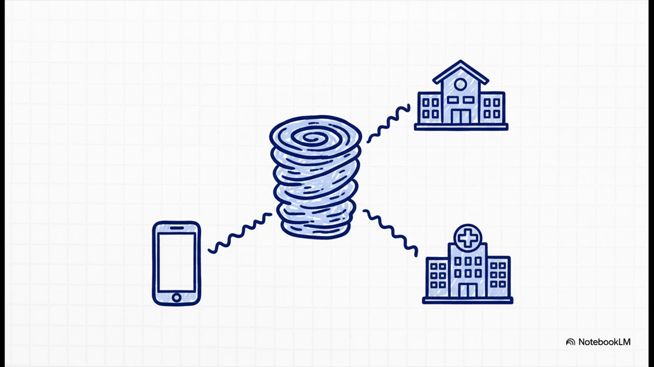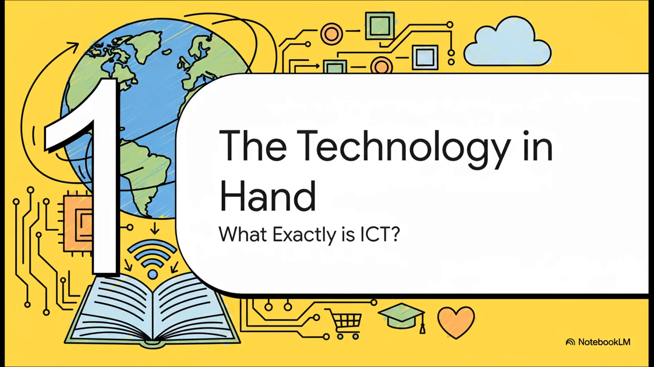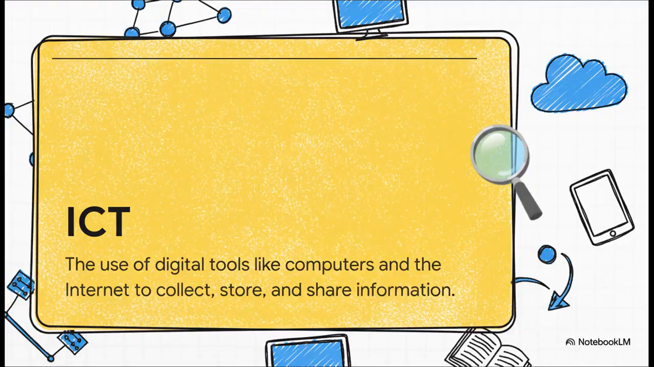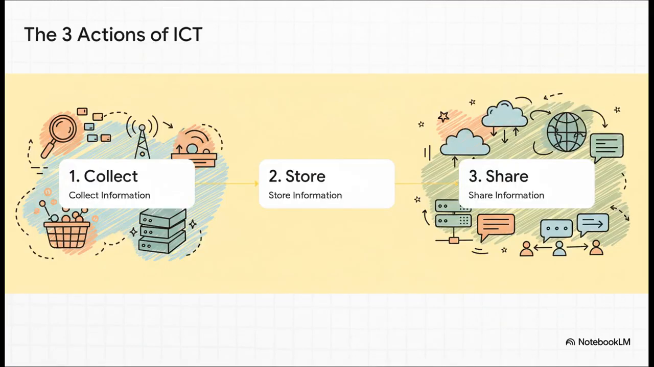So that begs the question, what in the world is ICT anyway? Let's break it down. Time to figure out what that acronym actually stands for and what it really means for us. It sounds super technical, but at its heart, the idea is actually pretty simple. ICT is just the big umbrella term for all the digital tools we use. Computers, phones, the internet, all that software to manage information.